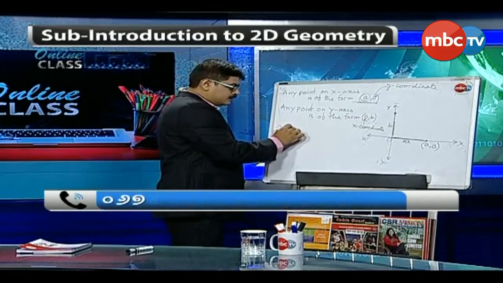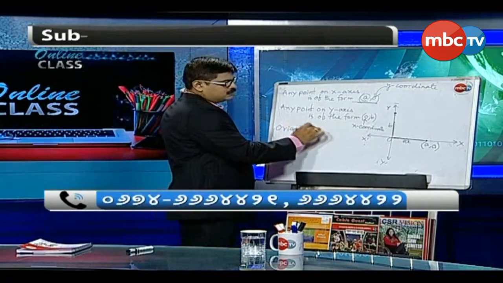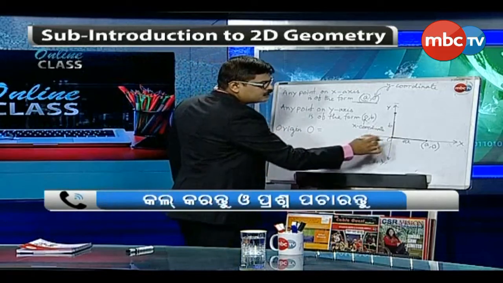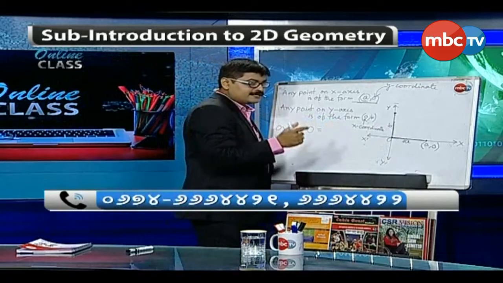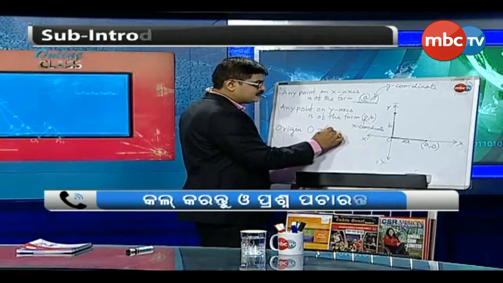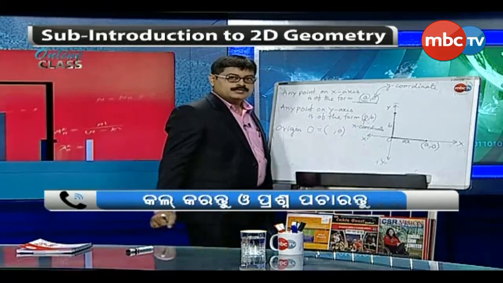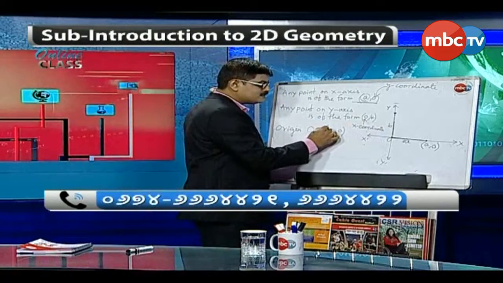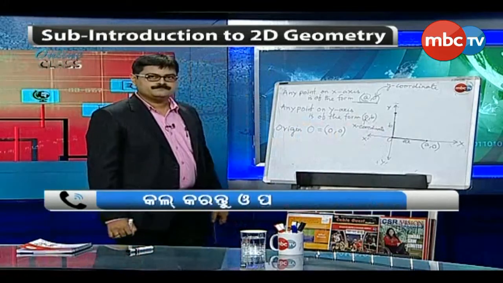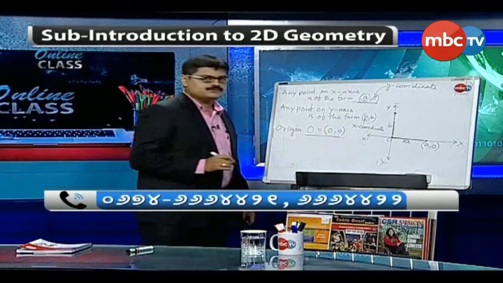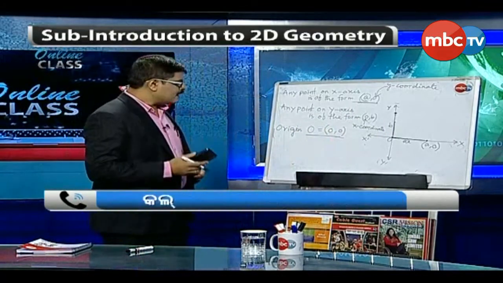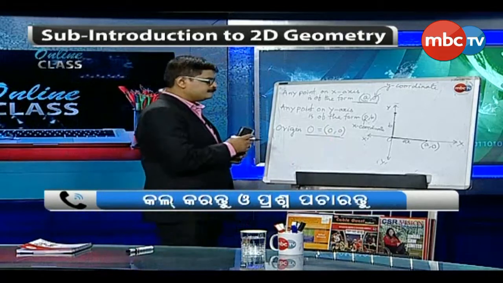So what will the origin O be? This is on both the axes. The origin is a common point, it is on the x axis. On the x axis means the y coordinate is 0, and it is again on the y axis, that means the x coordinate is 0. So the origin has coordinates (0, 0). Now let us do some problems.